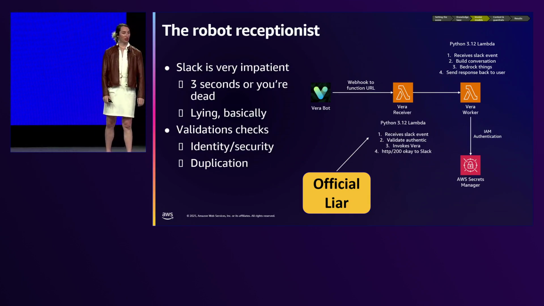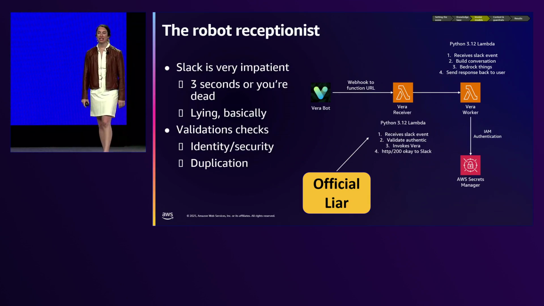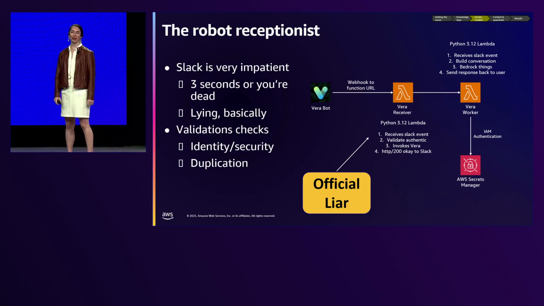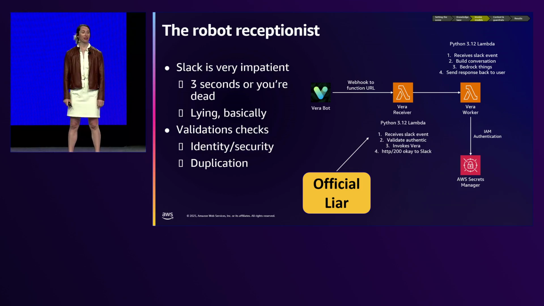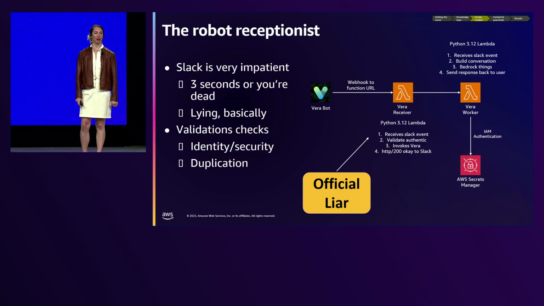Here is the receiver, the robot receptionist. Slack is incredibly impatient with its webhooks. You have 3 seconds to respond or it thinks you're dead. So basically, like your mom calling on Friday night and you didn't answer, like you're dead, call the cops.